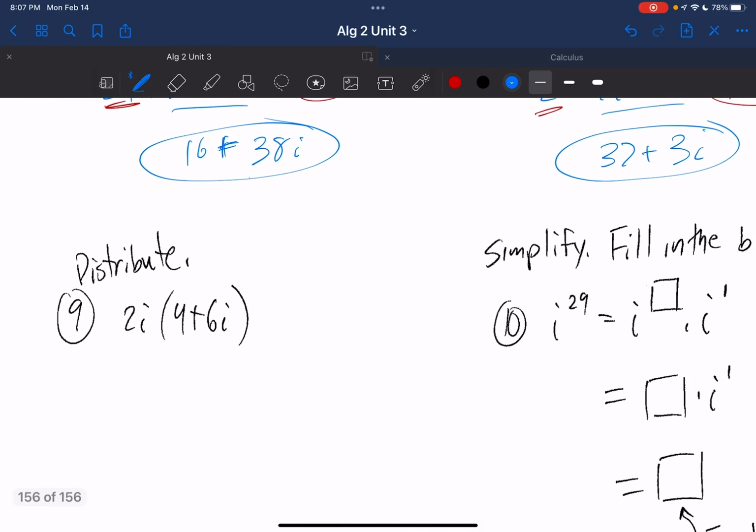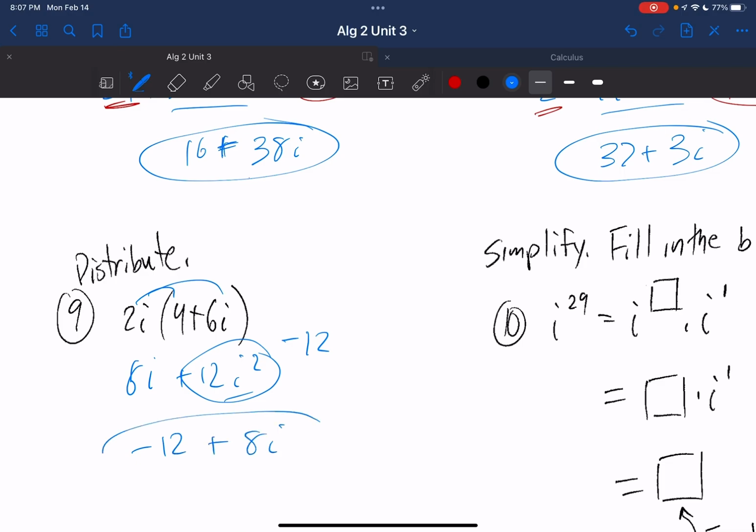Next would be just distributing. Basically there's like a plus 0 right there, and when you multiply by 0, everything goes away. So we don't really need that there, but it really is the same thing. It's simpler because it doesn't have a number with it, so I can just distribute. So we get 8i plus 12i squared. i squared is negative 1, so this acts like a negative 12. So it's negative 12 plus 8i.